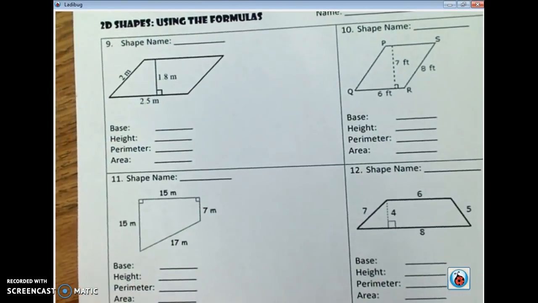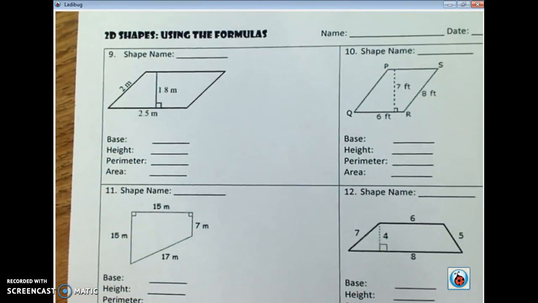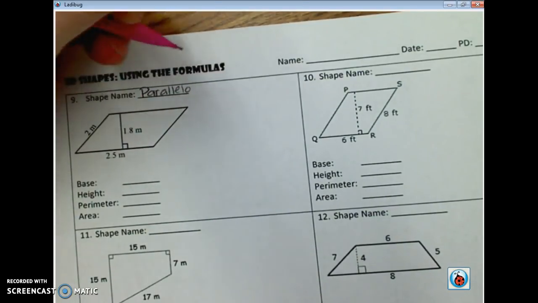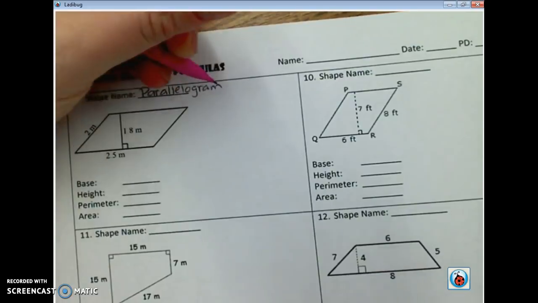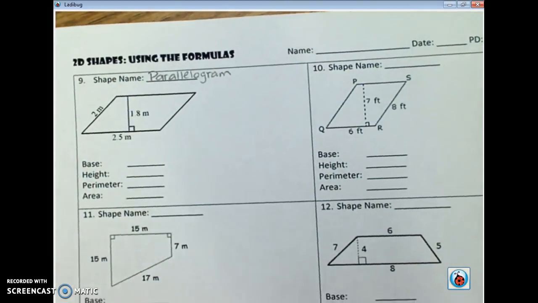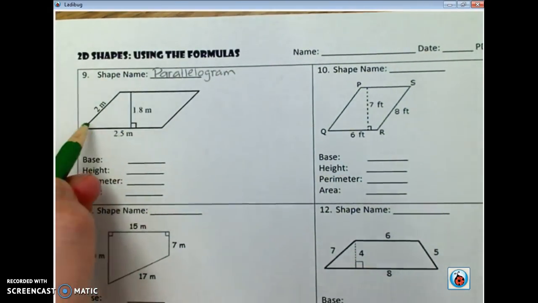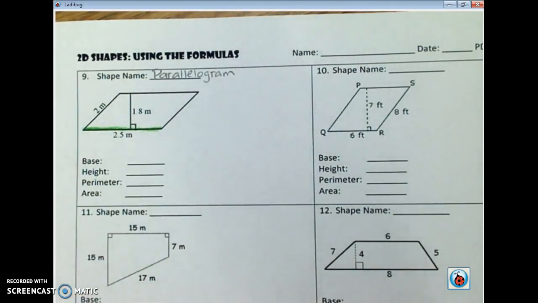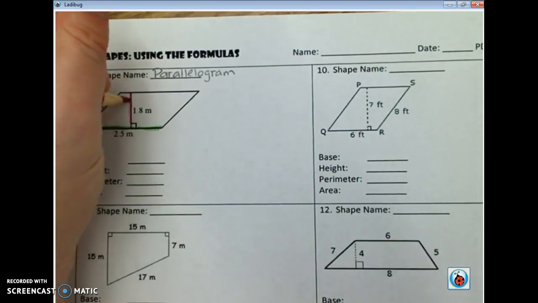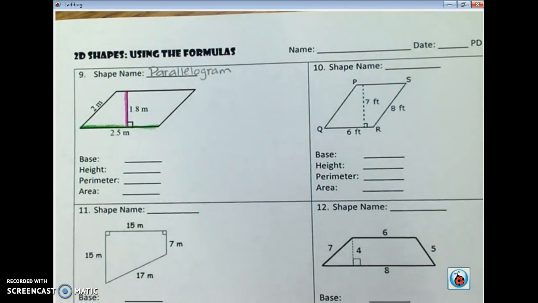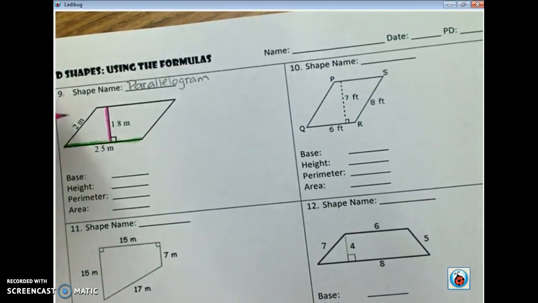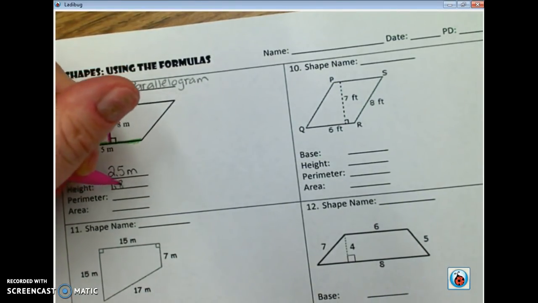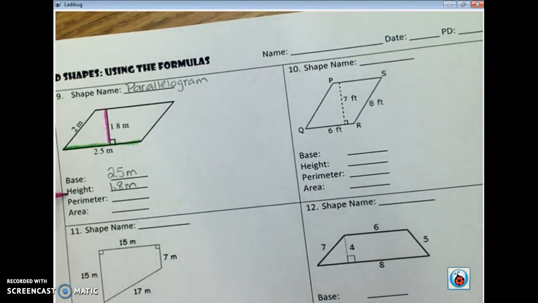Okay? All right, so looking here, number 9, we have a parallelogram. My base I was using green. Remember base and height from the previous, they're the lines that form that 90-degree angle. So I see that little box there that tells me it's my 90-degree angle. So there are my base and my height. My base is 2.5 meters. My height is 1.8 meters. That's going to help me with my area.